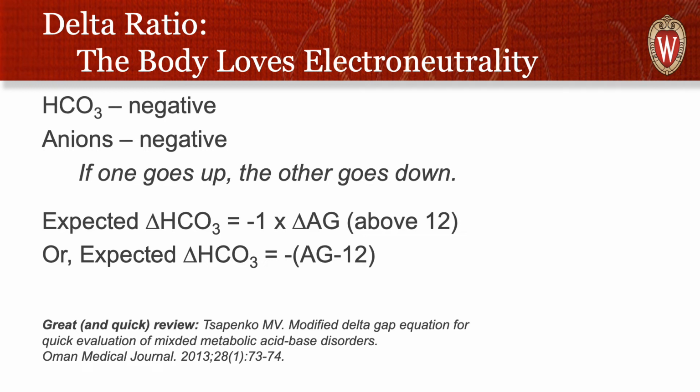So your bicarb should equal 18. That's your expected bicarb. If the bicarb is different than that, you have a bicarbonate problem in addition to your anion problem. I've included a citation on the bottom. It's not from a high-level journal, but it's a fantastic review of a simplified delta gap ratio that I use.